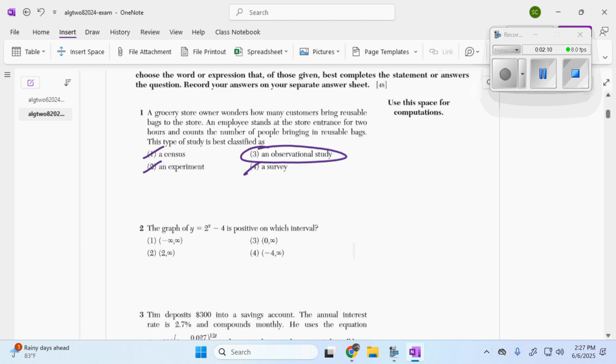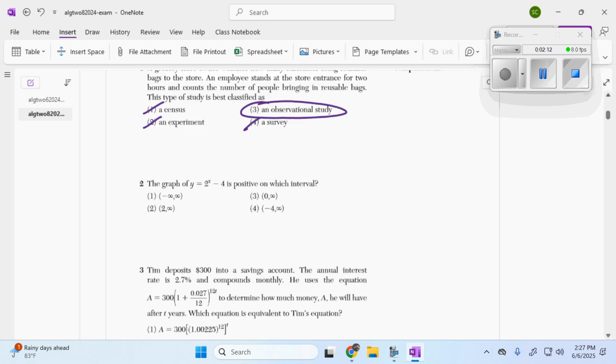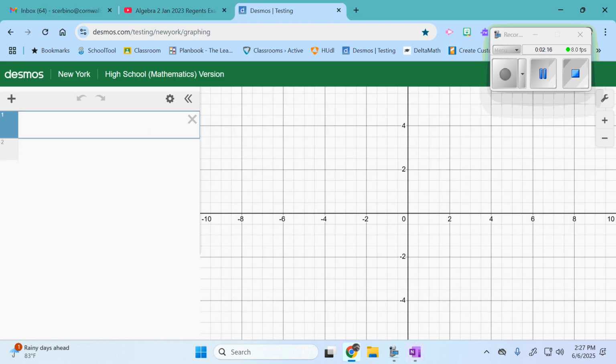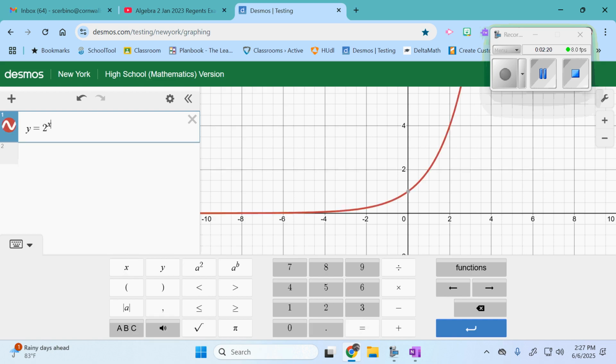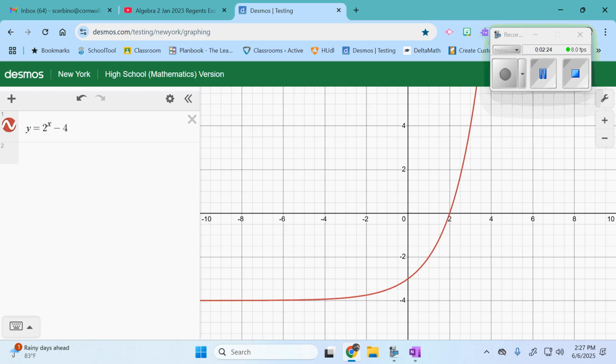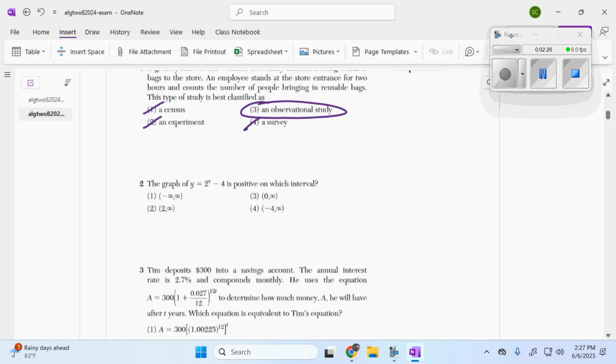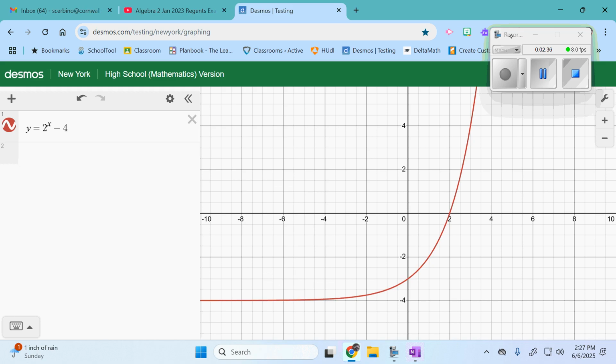Number two is asking about the graph of this exponential function. So let's take a look at it. We have y equals 2 to the power of x, and we have minus 4. So this is our function. They're asking us, when is the function positive? So when we are talking about a function's values, we're talking about the y values being positive, right? Where is the function above the x-axis?